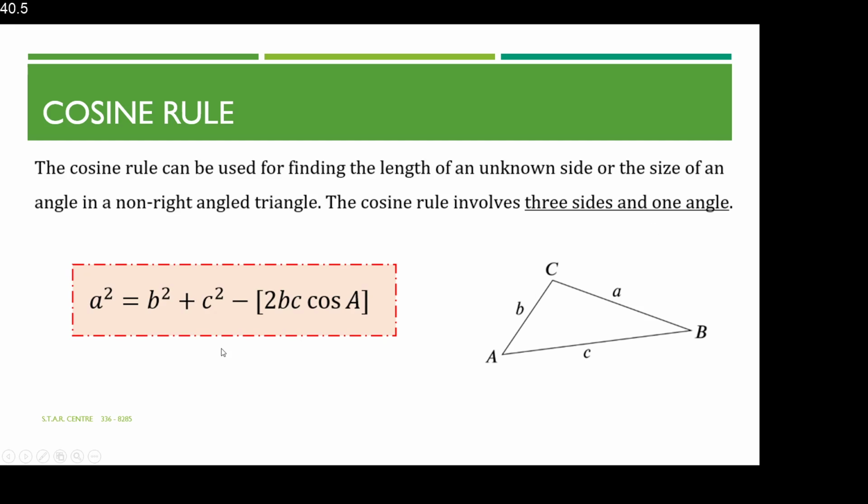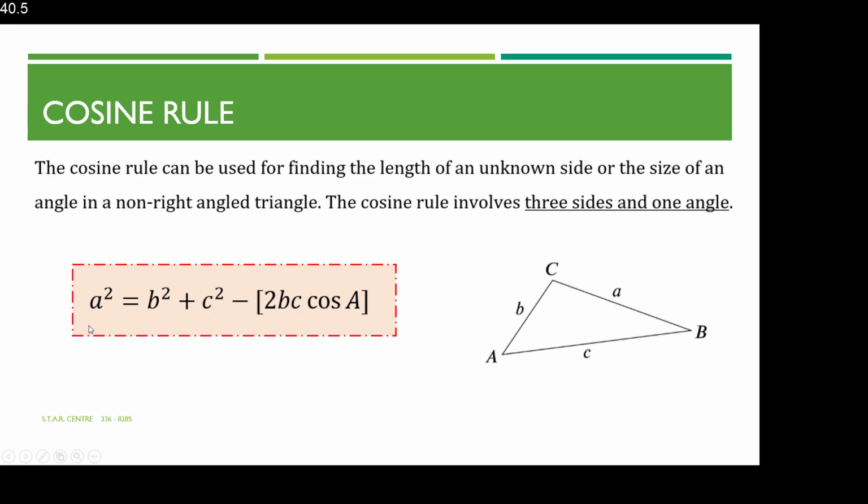So the cosine rule would be a squared equals b squared plus c squared minus 2bc cos A. And a, b, and c are variables. That means it can be any other letter. We can have p, q, and r, and any other letter given. So in this triangle, just as before, if this is angle A, side a is opposite that. If this is angle B, side b is opposite that, and so on.